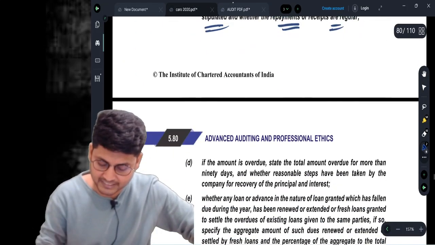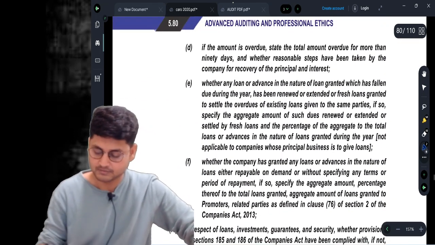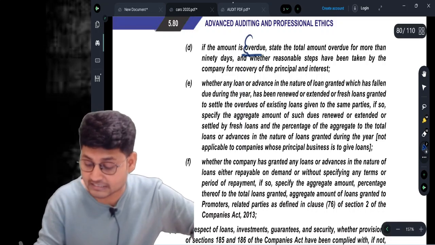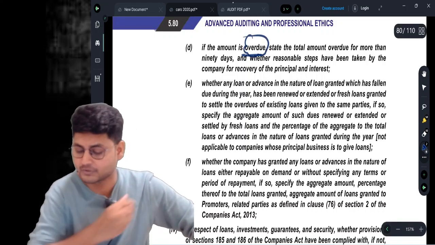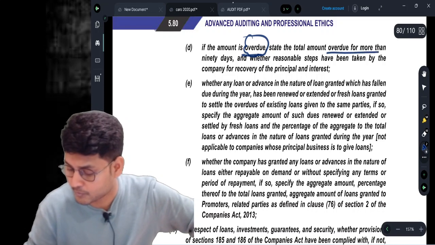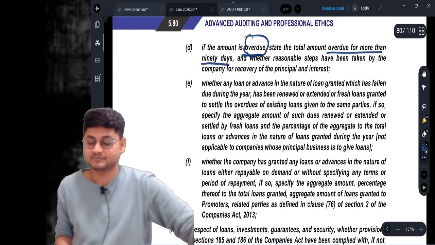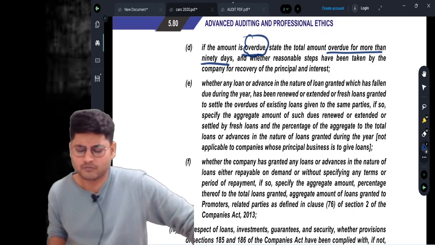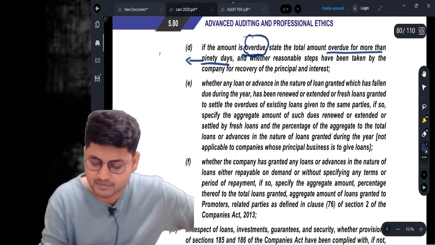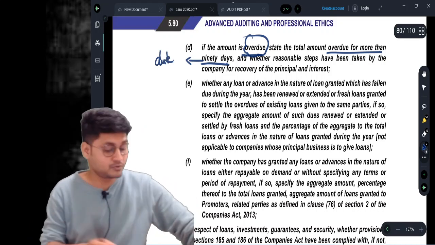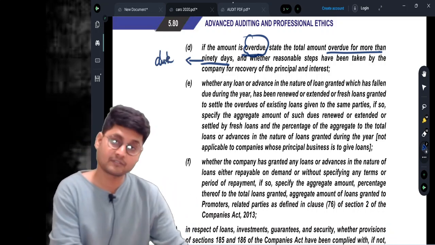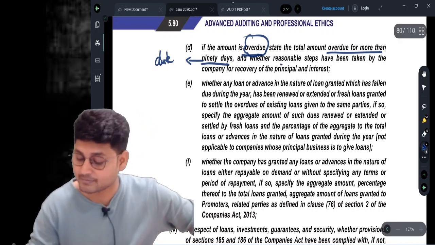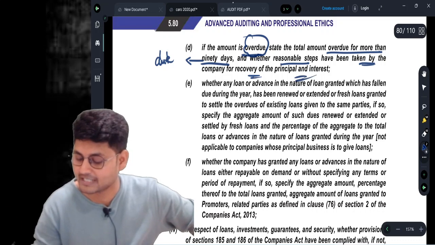See, what is subclause number D? If the amount is overdue, state the amount overdue for more than 90 days. This 90 days shall be counted from the due date. How do you know this due date? From the schedule, you will come to know the due date. And whether reasonable steps have been taken by the company for recovery of the principal and interest.